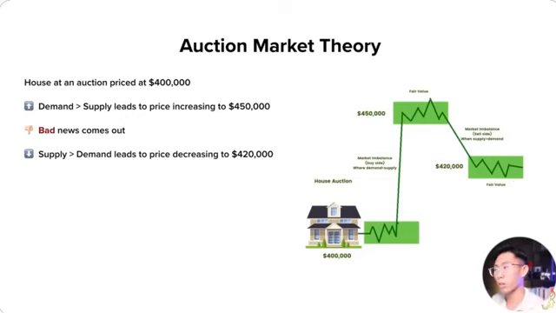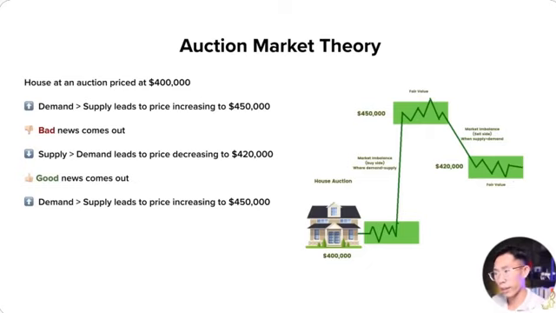However, let's say later on, good news comes out again. If you buy this house, you get a nice Tesla for free. Buy one, get one free. This is obviously not real, but let's say it's real. Later on, good news comes out, and this causes the price to increase back to $450,000, because now there are more people interested in the house and demand exceeds supply once again.